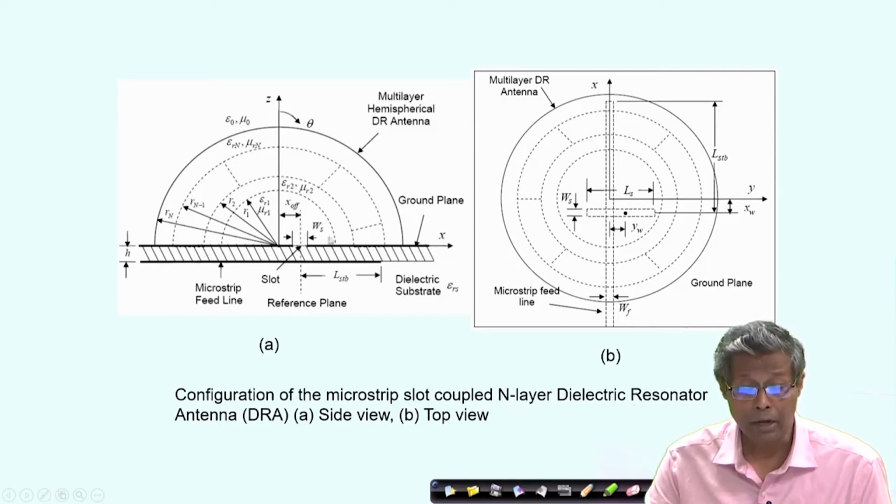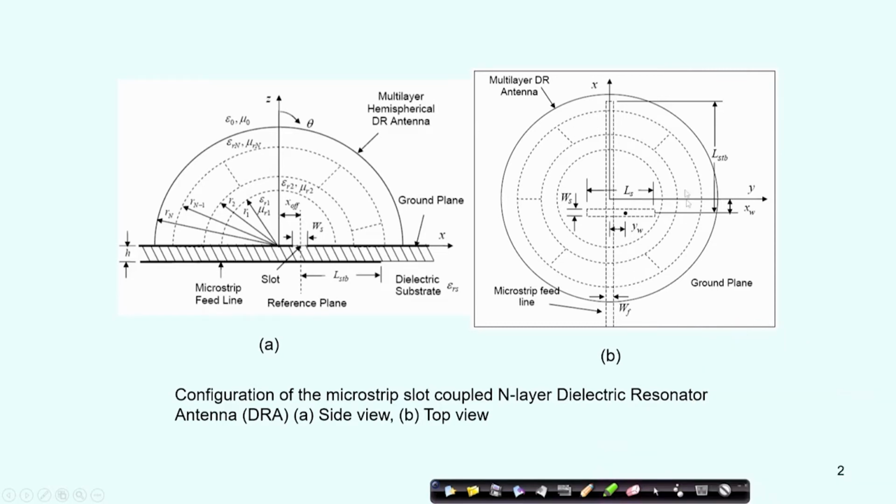The multilayer dielectric resonator antenna is fed by a microstrip line which is aperture coupled to the dielectric resonator through this slot. Okay. So, the footprint of this dielectric resonator antenna on the ground plane is shown here. You see the dotted lines correspond to the different layers of the DRA, and this is the slot. Its length is LS, and its width is WS. Okay. So, we all know that the length of a slot has to be much larger than its width, otherwise we are going to have an electric field component along the length of the slot.